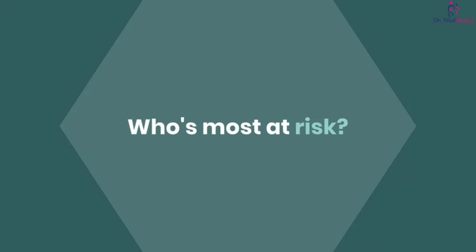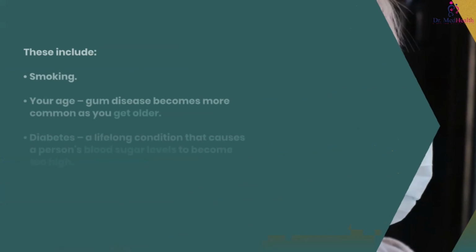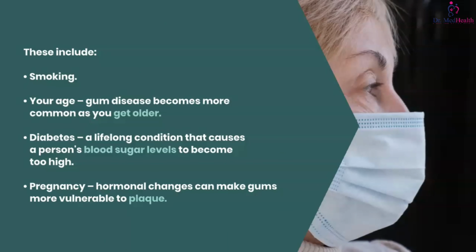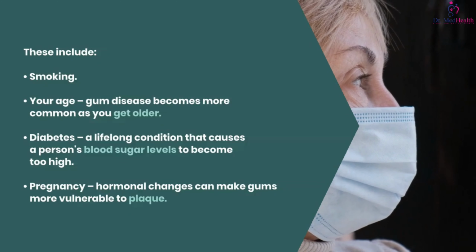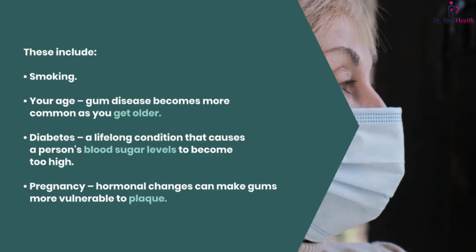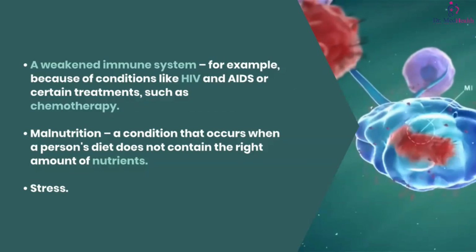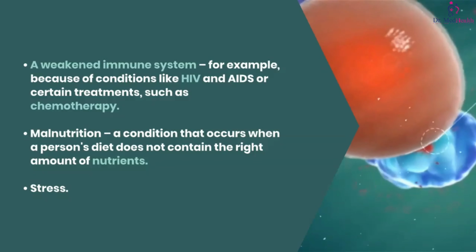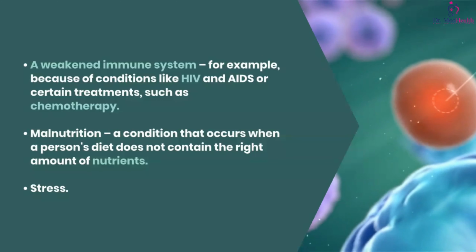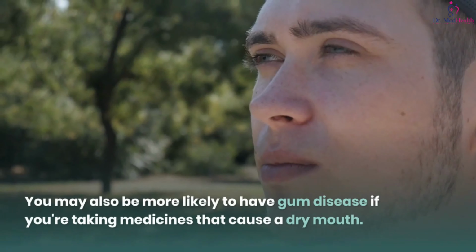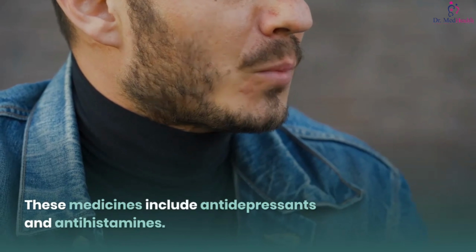Who's most at risk? As well as poor oral hygiene, a number of things can increase your risk of developing problems with your gums. These include smoking. Your age, gum disease becomes more common as you get older. Diabetes, a lifelong condition that causes a person's blood sugar levels to become too high. Pregnancy, hormonal changes can make gums more vulnerable to plaque. A weakened immune system, for example, because of conditions like HIV and AIDS or certain treatments, such as chemotherapy. Malnutrition, a condition that occurs when a person's diet does not contain the right amount of nutrients. Stress. You may also be more likely to have gum disease if you're taking medicines that cause a dry mouth. These medicines include antidepressants and antihistamines.